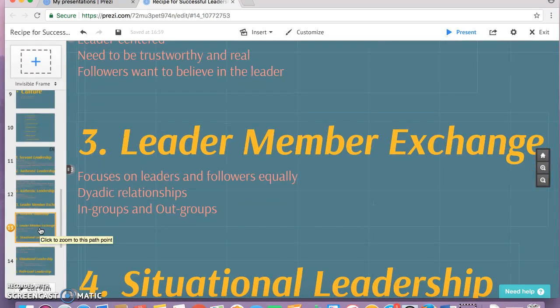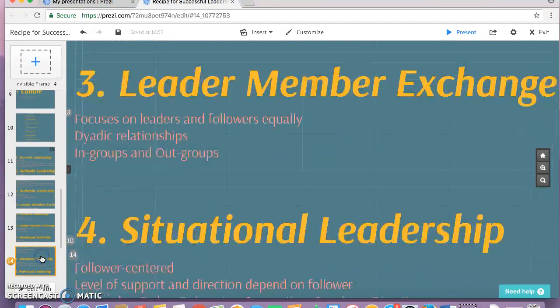Next is leader-member exchange, and this is looking at leaders and followers equally and the relationships that they build between each other. So this looks at having in-groups and out-groups of people in each overall group. And so the in-groups are people that have stronger relationships with the leaders and may end up having more knowledge and more information and end up having more responsibilities. And then out-groups just show up to work and do what they're told and don't ask questions and don't do anything extra. So you would want to be more part of the in-group because they have better and stronger relationships with their leader.